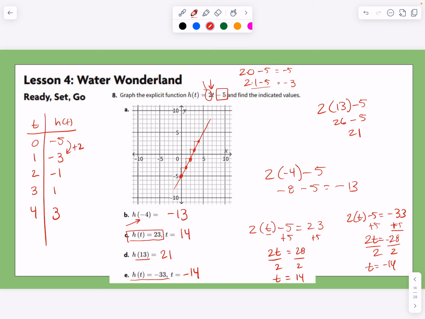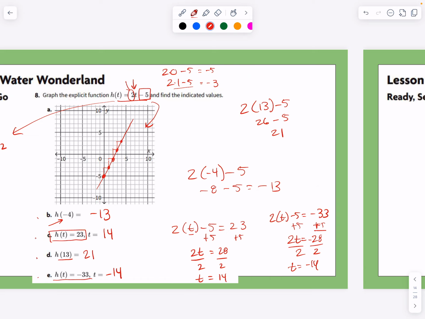Okay, so we've taken an equation. We've made it a graph. We've also made it a table. And we've used that equation to find other points as well that may not necessarily be on our graph. Okay, all right, that is number 8.